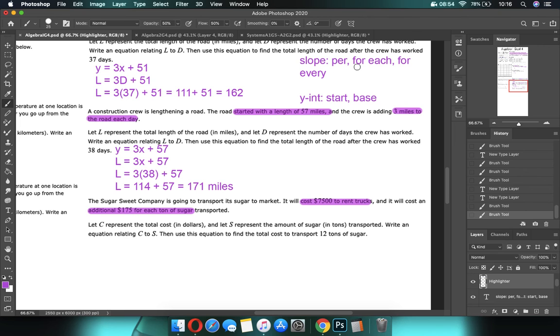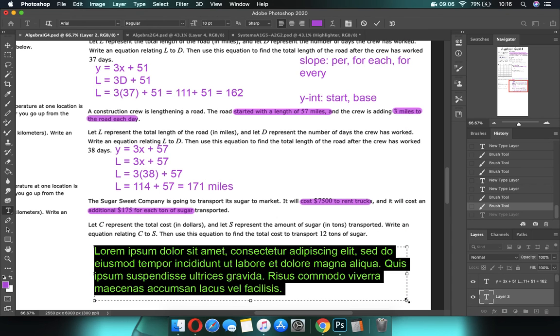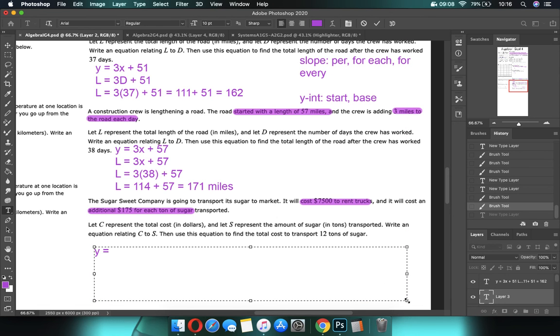For each. Hey, I didn't even need to think about it. I found my computer. I found my slope. Let me try this again. There we go. So y equals, what's our slope? It is 175 for each, so 175x plus what's our base price? $7,500 to rent the trucks. And that makes sense. Before you actually add any ton of sugar, you have to rent the trucks at a base, and that's going to be $7,500. Okay, so far so good.